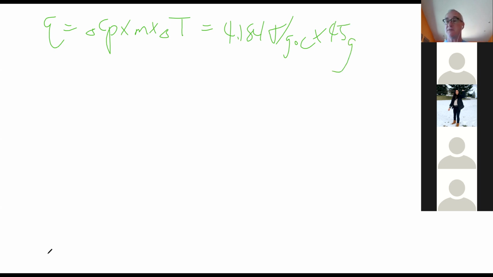And again, that's an approximation. It's not going to be exactly 45. It's probably going to be a little bit less because some of that mass is going to be acid and base, but most of it's going to be water. And then this time, my delta T was what? 6.67. Yeah, it was 6.67 degrees C. So what is my Q? 1255.8276.